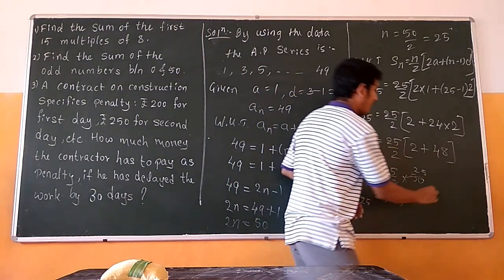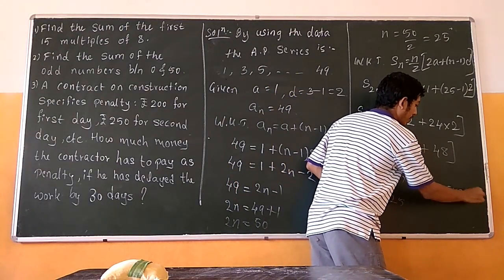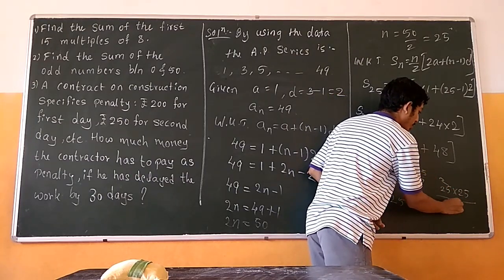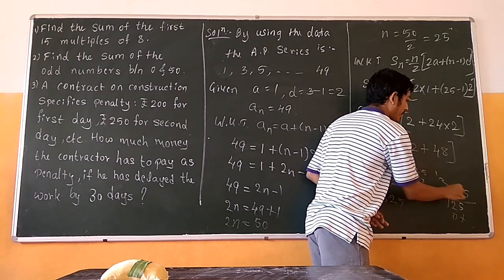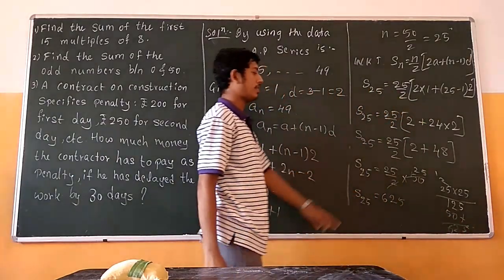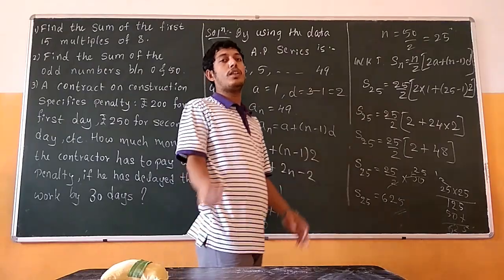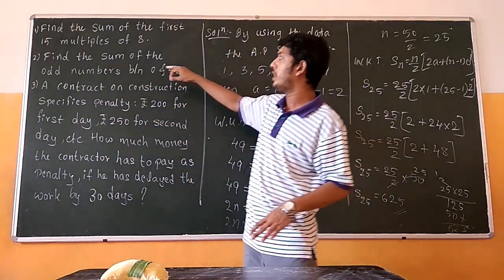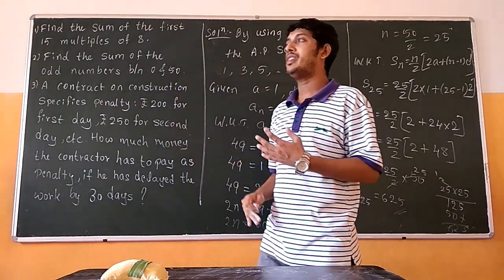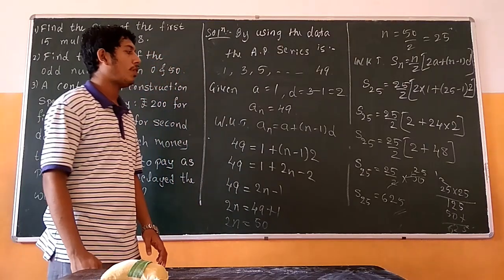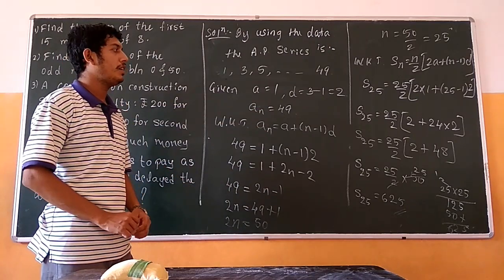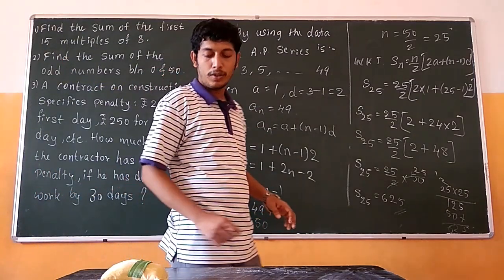If you want, I will do the calculation. 25 into 25: 5 5s are 25, 5 2s are 10 plus 2, 12, plus 2 5s are 10, 2 2s are 4 plus 1, 5, 625. So there are 25 odd terms between 0 and 50, and the sum of the 25 terms of these odd numbers becomes 625. That means S25 is equal to 625. So this is the method of solving this problem.